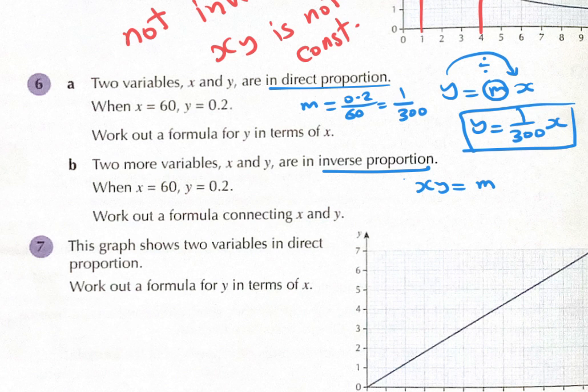To find this number, multiply 0.2 times 60. To find m, multiply 0.2 times 60, which is 12. So x times y equals 12. This is the relation between x and y. This is the formula between x and y. Understood?